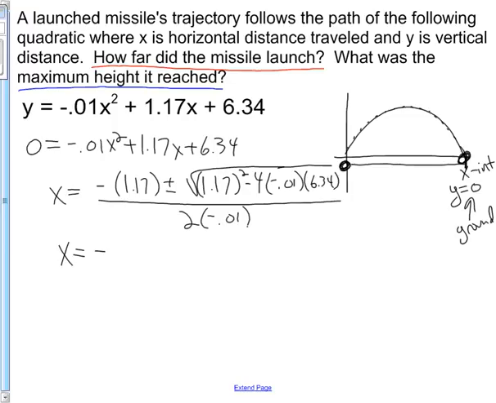So there's the quadratic formula, and I've already calculated it, and I got that x equaled negative 5.19, and x equals 122.19. So x, remember, x is the horizontal distance it traveled. And so here, it means the rocket traveled negative 5 feet and then it hit the ground, or the rocket traveled 122 feet and then hit the ground. Only one of these is correct. It did not go backwards.